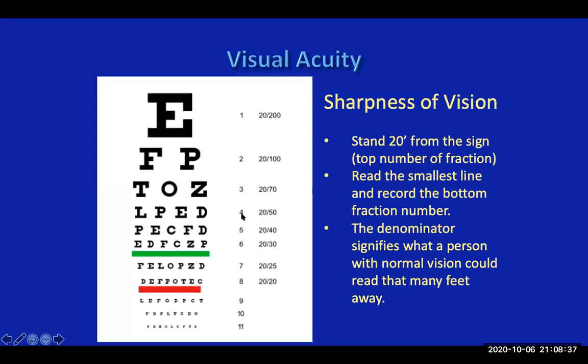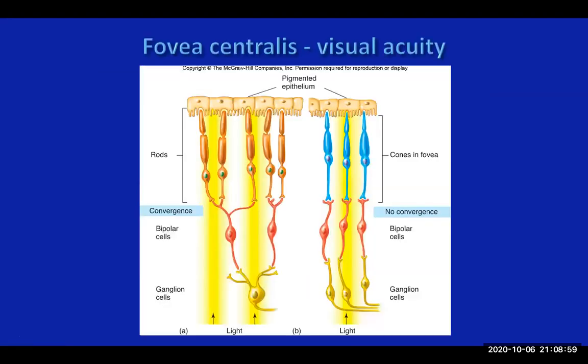If you can only read to line 4, 20 feet away from the sign, that means what you're reading at line 4, 20 feet away, is what someone with normal vision could read 50 feet away. So if you can only read to line 4, that's not very good because someone with normal vision could read line 4 up to 50 feet away. So that's the fraction and how it explains visual acuity.